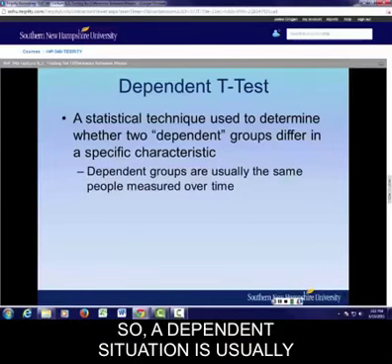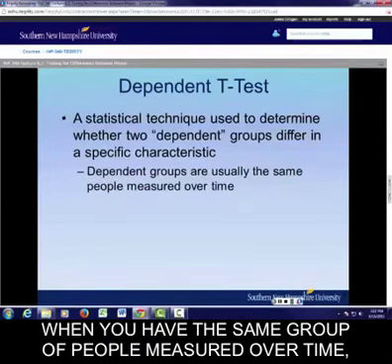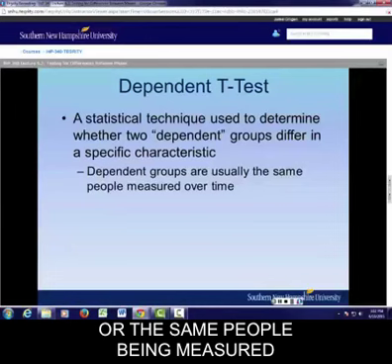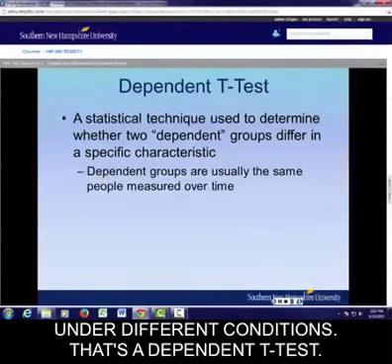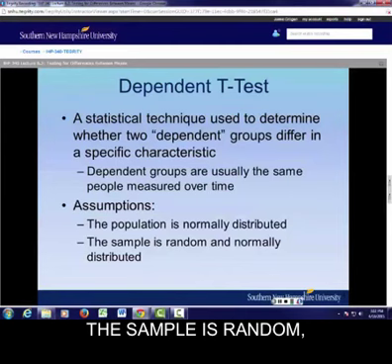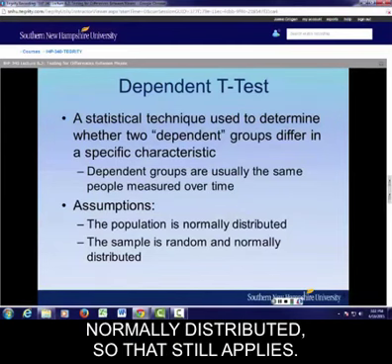So a dependent situation is usually when you have the same group of people measured over time, and that's the comparison you're trying to make, or the same people being measured under different conditions. That's a dependent t-test. Similar assumptions as the previous test. The sample is random, normally distributed, so that still applies.